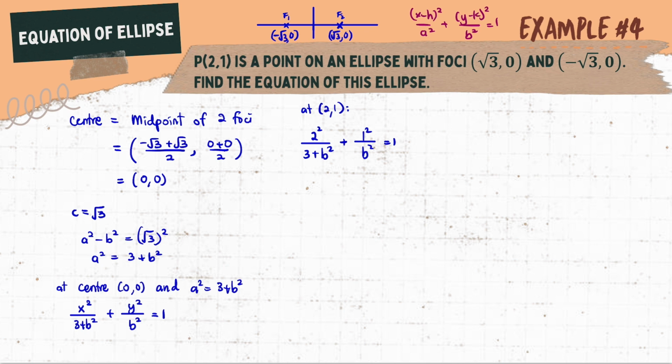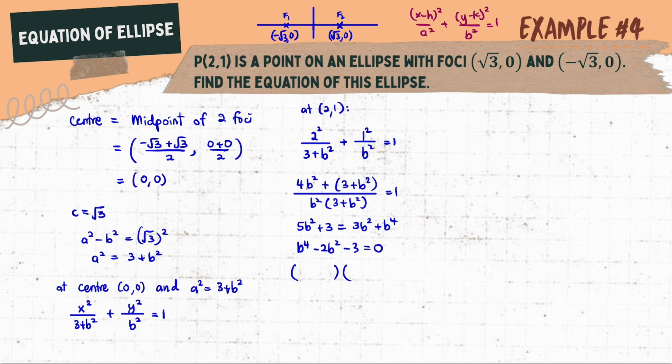Samakan denominator dahulu. So saya akan darabkan dengan b squared. Sini pula akan darab dengan 3 plus b squared. So 4 multiplied by b squared plus 1 multiplied by 3 plus b squared over our denominator will be b squared multiplied by 3 plus b squared equals to 1. Okay, and then this denominator kita pindahkan ke right hand side. So I have 5b squared plus 3 on the numerator and 3b squared plus b to the power of 4 on the right hand side, and then rearrange. So b to the power of 4 minus 2b squared minus 3 equals to 0.